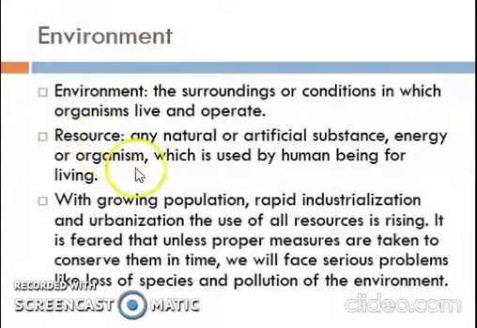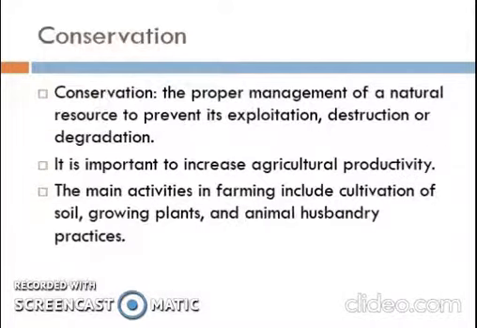ግን ይህን resource በስርዓት ላንጠቀመው እንችላለን because population, there's a growing population, rapid industrialization አለ and urbanization, and because of this the use of resource is rising. እና ይሄ ደግሞ resource ስንጠቀም በስርዓት ላንጠቀመው እንችላለን. ይሄ ደግሞ የተለያዩ serious problems ሊያመጣ ይችላል. in the pollution ሊያመጣ ይችላል, loss of species ሊያመጣ ይችላል ማለት ነው. And what should we do to do this? We should learn conservation የሚለውን idea መረዳት አለብን ማለት ነው.